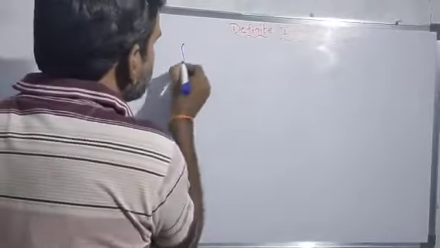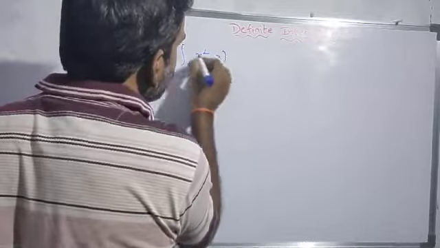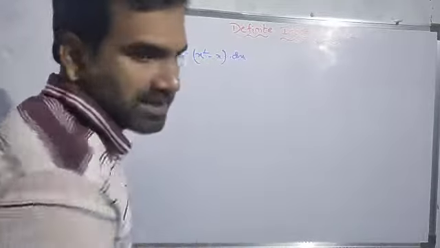Now let us discuss another simple problem. Here the integration of x square minus x, this total into dx, with integral values from 2 to 4.